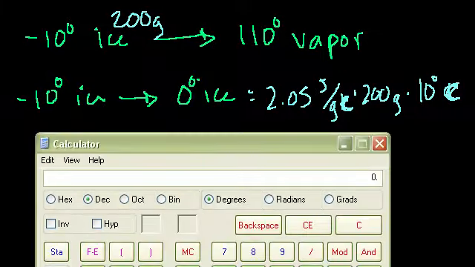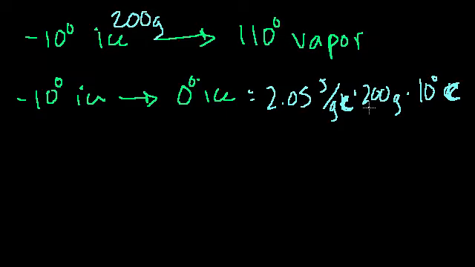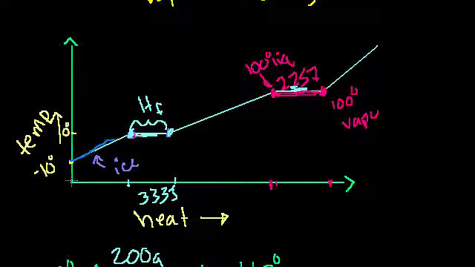Get the calculator. Clear it out. 2.05 times 200 times 10 is equal to 4,100 joules. Let me do this in a different color. So this is 4,100 joules. Fair enough. Now, what we've done is just this part right here. This distance right here is 4,100 joules.